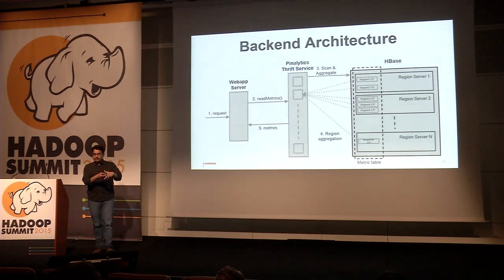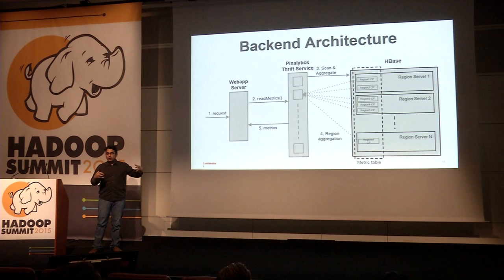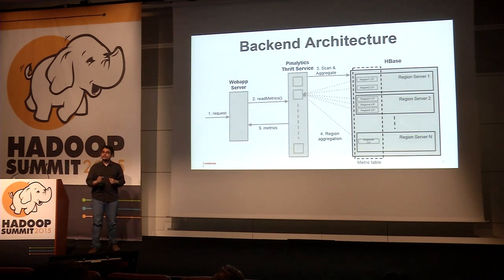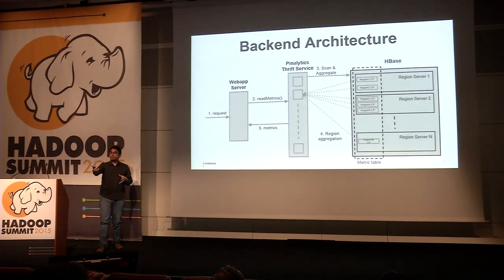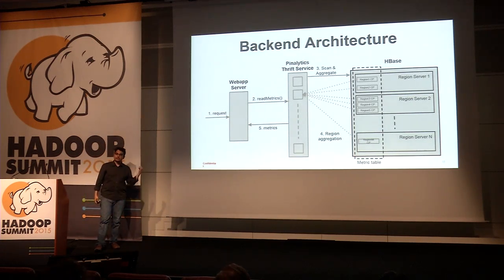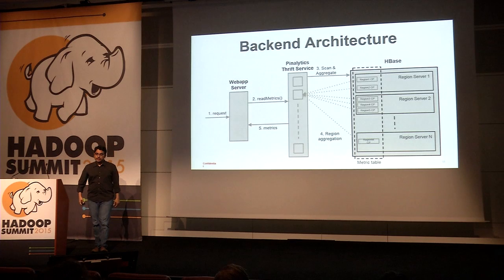As I told you, HBase is the backend for the system, which stores all of this reporting data, and the thrift service uses HBase to do this scan and aggregate operation. The scan and aggregate operations are delegated to HBase region servers, which use coprocessors to do local aggregations and send the final aggregates back, and the Pinalytics thrift service sends back the actual metrics for rendering.